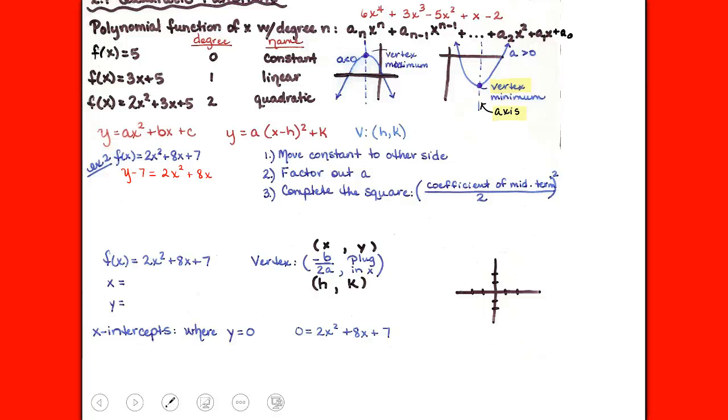Then step number 2, we're going to factor out our leading coefficient. So our leading coefficient, a, is 2, so let's factor a 2 out of this side. So if I take a 2 out of 2x squared, I would just be left with x squared. And if I take a 2 out of 8x, then I would just be left with 4x.